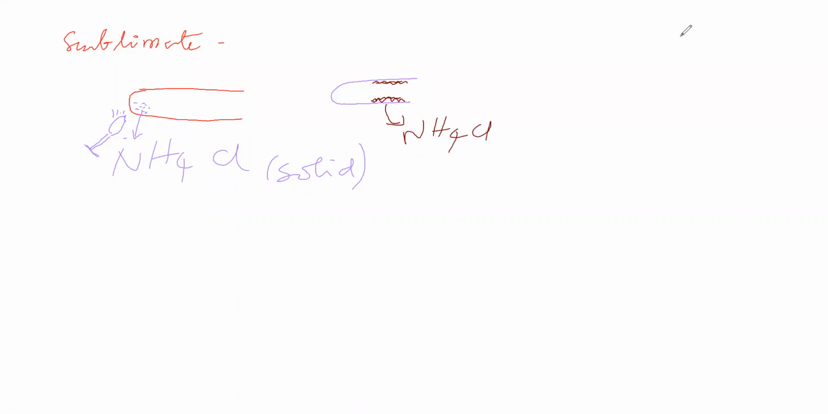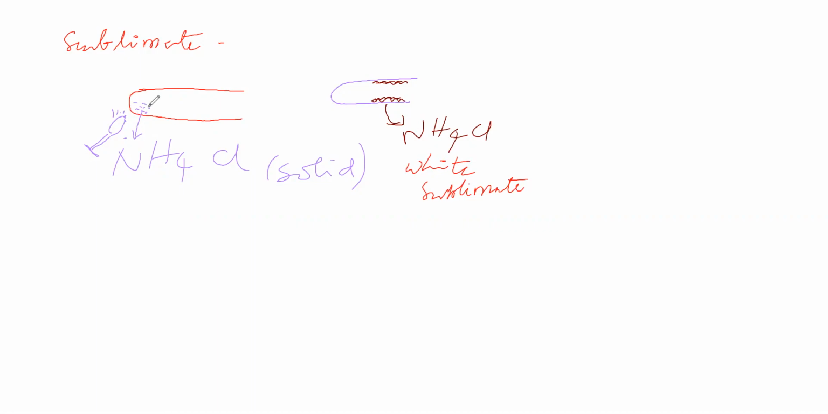Now, where is the ammonium chloride present? You see that here ammonium chloride we have taken, but now ammonium chloride is there here as a white sublimate. Here, no longer ammonium chloride. Here ammonium chloride is not there.